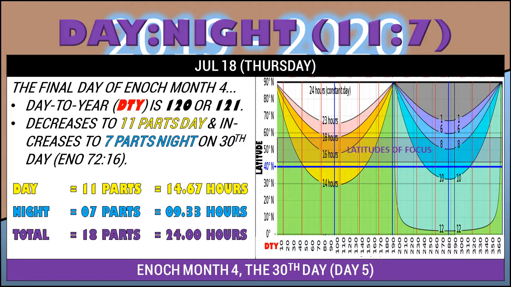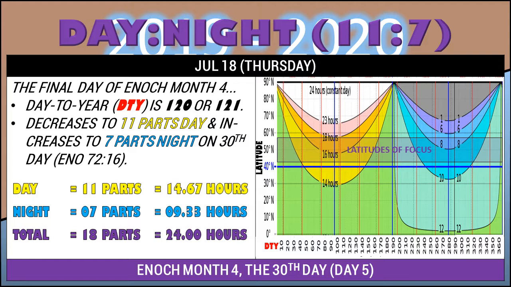Now, before we exit this section on sky signs, I do want to note one last thing, and that's the highlighted section on the latitude versus the day of the year graph on the right-hand side. What I want you to focus on is the purplish, almost transparent section that says latitudes of focus. Again, focus on that purplish section.